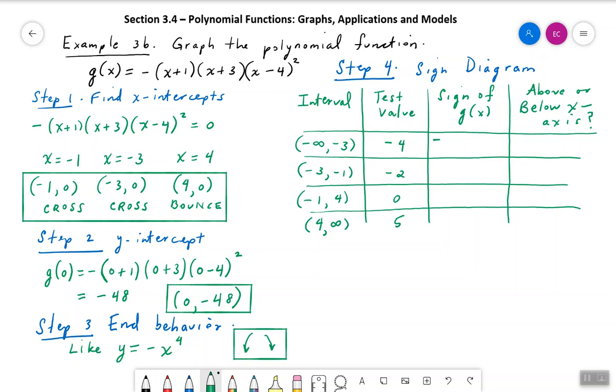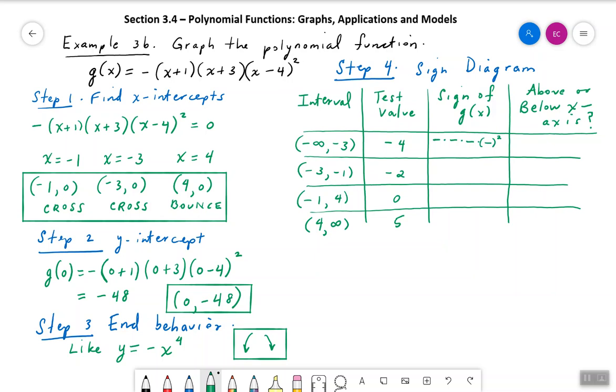And then we have negative 4 plus 1, which is a negative. And then we have negative 4 plus 3, which is a negative. And then we have negative 4 minus 4, which is a negative, and it's actually squared. So we could write it out twice, or you see I have a little notation here for the negative squared.